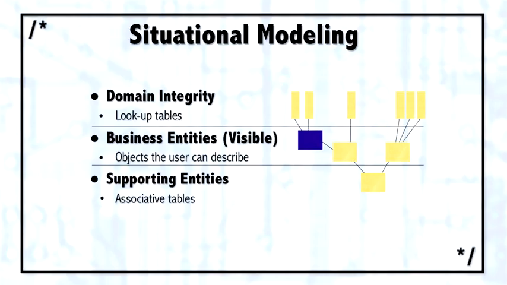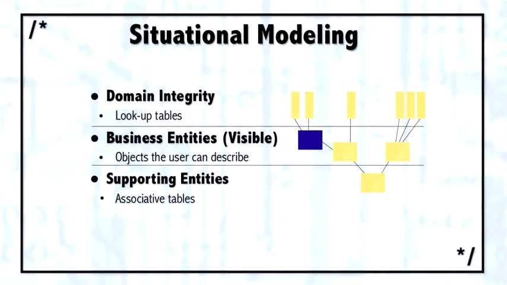Then the third area would be the supporting entities. The supporting tables create the physical associative table that helps materialize or actually physically create the logical many-to-many relationship between two business entities. Earlier we saw an associative table add members to groups so that many members could be in many groups and each group could have many members. The advantage of situational modeling is that you can look at each one of these 3 different areas and decide how you want to create the physical keys based upon which area.